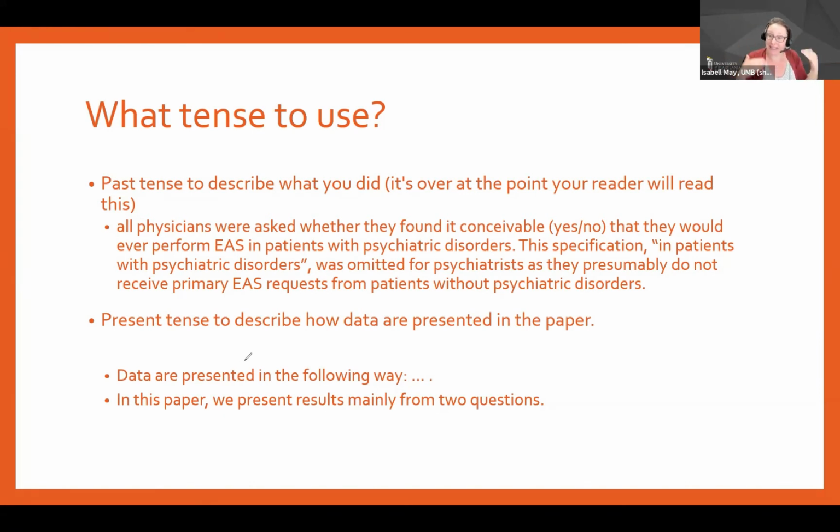The past tense is always when you're describing the actions you took to carry out your study. But present tense is used in the method section to describe a table, or for example, a phrase like this: "In this paper, we present results mainly from 2 questions." You wouldn't say "we presented results," because it is happening as the reader is reading this. So you would use present tense. If you're unclear about this as you're writing, feel free to mark those passages, make a note, and you can always ask me specific questions about that, because that sometimes can be a little bit challenging.